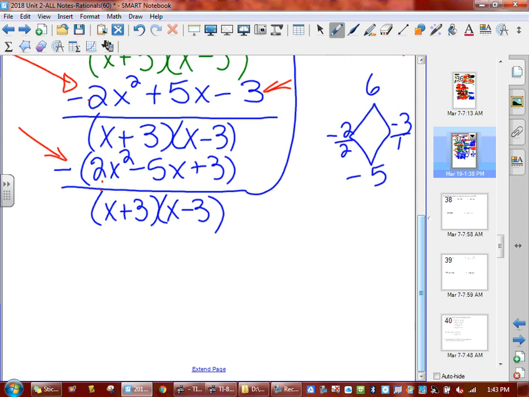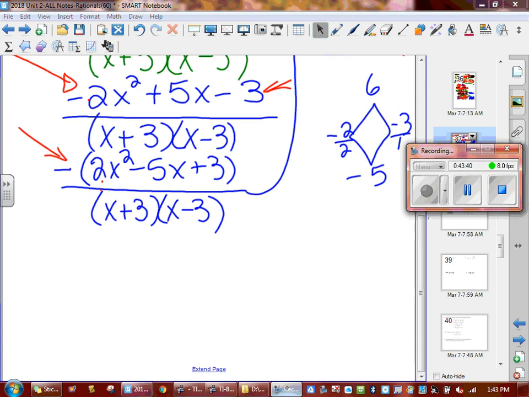Yes. Better? Yeah. Okay. All right, this concludes lesson 2.3 and 2.4 on adding and subtracting rational numbers.